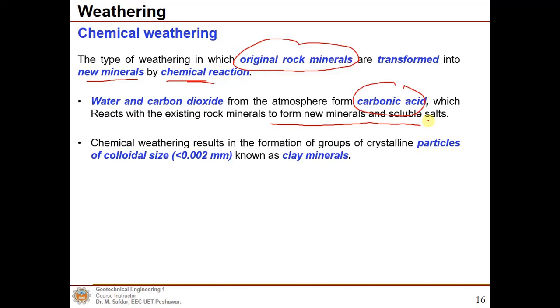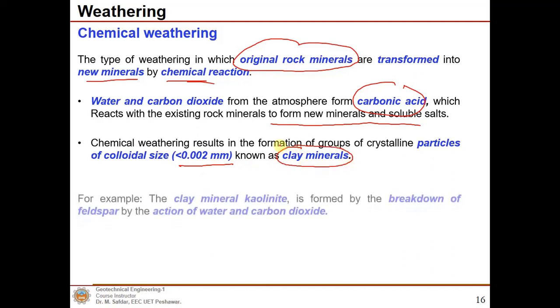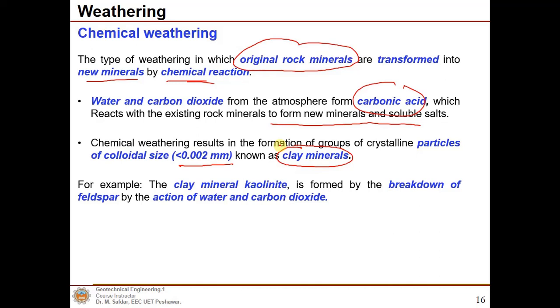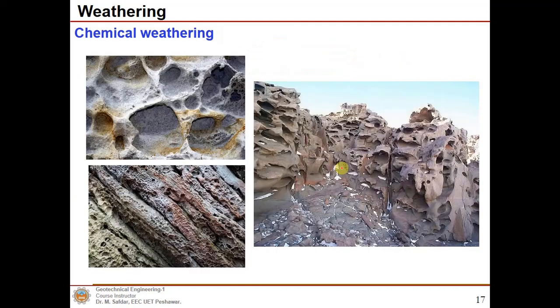Chemical weathering results in the formation of groups of crystalline particles of colloidal sizes, less than 0.002 millimeter, known as clay minerals, or clay size minerals sometimes. For example, the clay mineral kaolinite is formed by the breaking down of feldspar by the action of water and carbon dioxide. If chemical weathering occurs, the texture or appearance of the rocks would be somewhat like these.